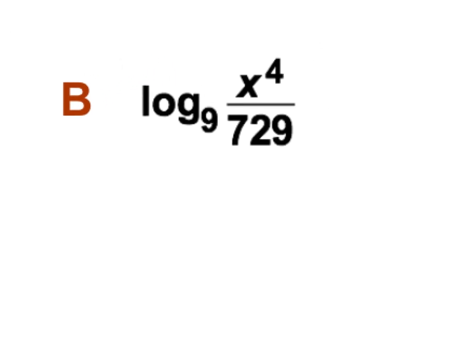All right, let's look at b. So here our base is log, we have log base 9. So that's going to come with us every time we expand it. So what's happening between the x to the 4th power and the 729? Between the term on top and the one on the bottom. Division. What goes with division?